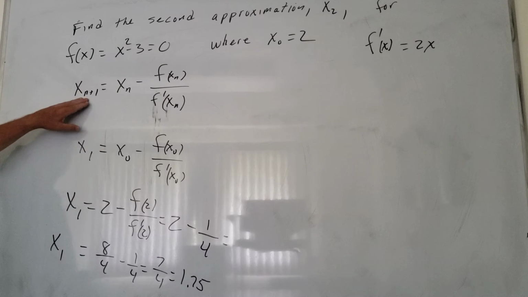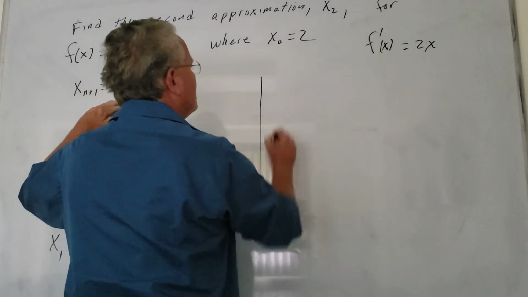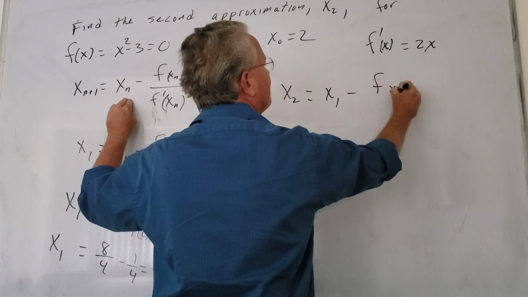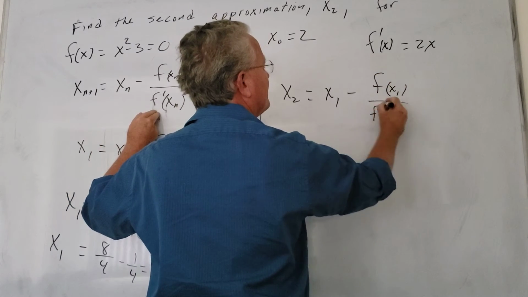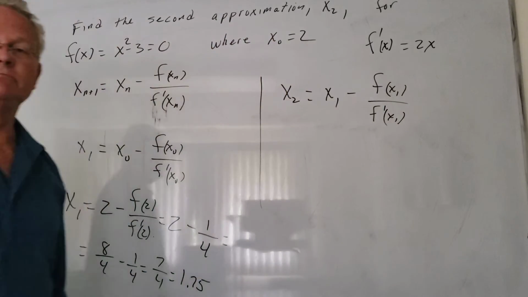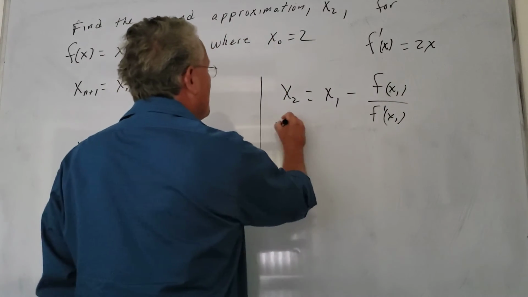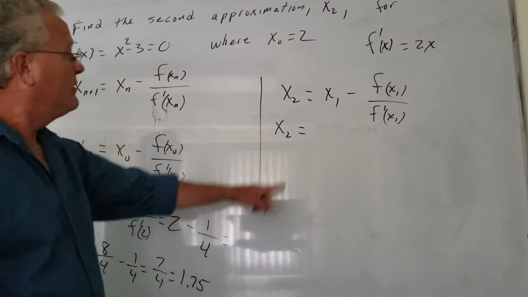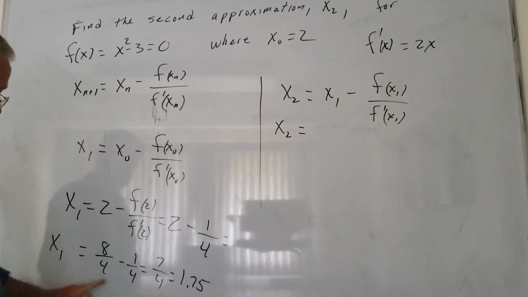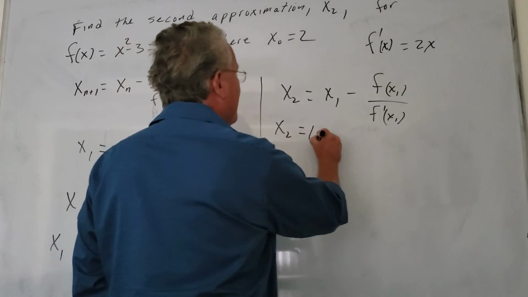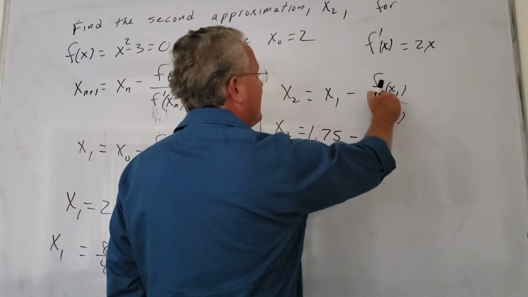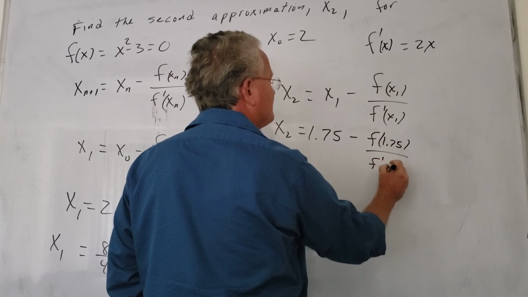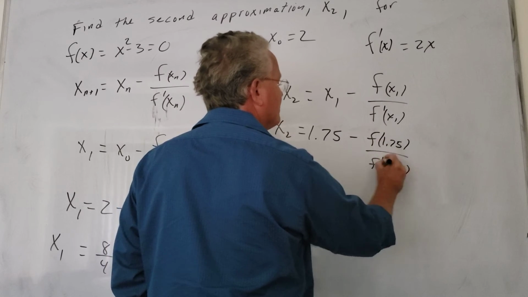Well, now what is x2? We'll use our formula here. x2 is x1 minus f evaluated at x1 divided by the derivative evaluated at x1. Now we just plug it in. So what is our next approximation to the solution going to be? Well, it's going to be x1. We calculated that here. x1 is 1.75, minus f evaluated at 1.75 divided by the derivative evaluated at 1.75.